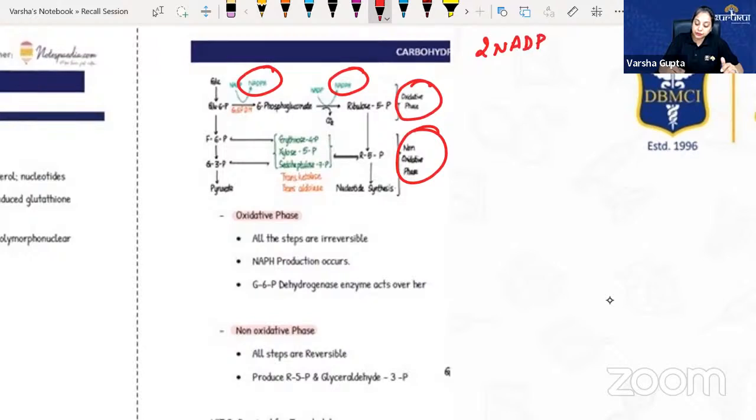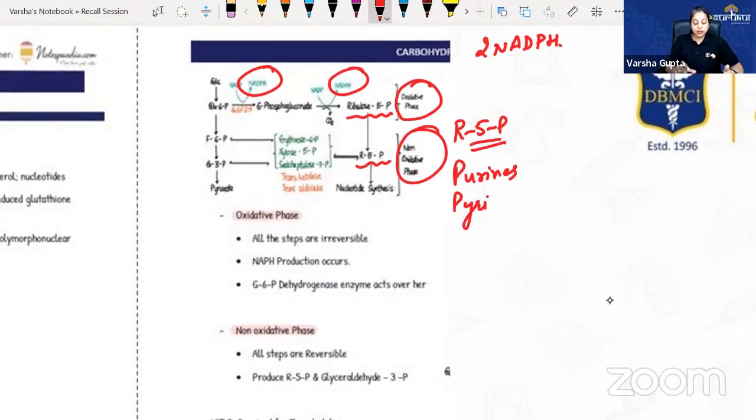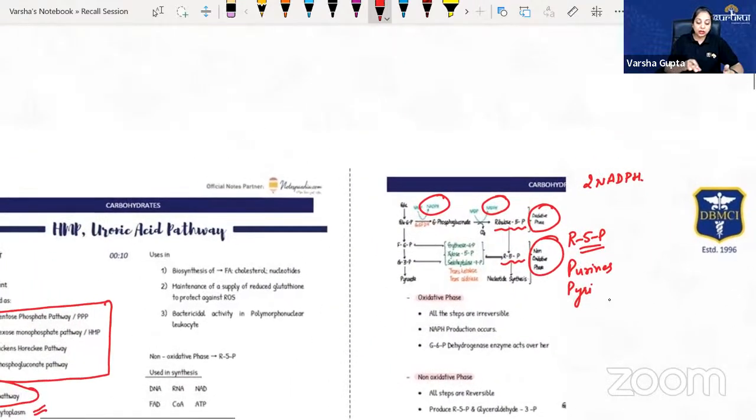You get two molecules of NADPH. And then the non-oxidative phase is a reversible phase. What you get is ribulose from the oxidative phase, which converts into ribose 5-phosphate, which we know is a sugar, and which is used in the synthesis of purines and pyrimidines. So, coming back to the choices here.